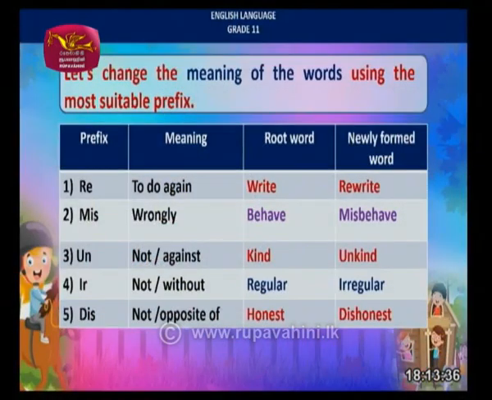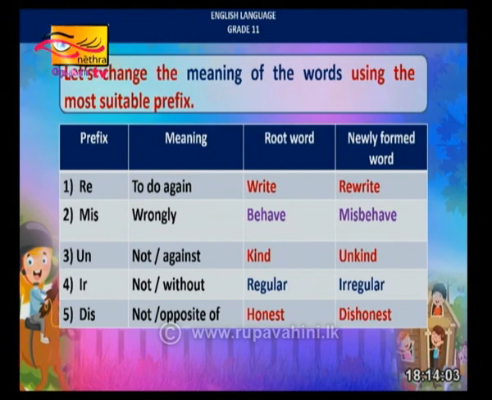You know that prefixes change the meaning of the words. How can they change the meaning of the word? That is because they themselves have a meaning. Take a look at these, children. We have a set of prefixes on this slide. We have re, mis, un, ir, dis. Each of these prefix has a meaning. That is what you see in the second column. Re, to do again. Mis, do something wrongly. Un, not or against. Ir, once again, not or without. Dis, not or the opposite of.